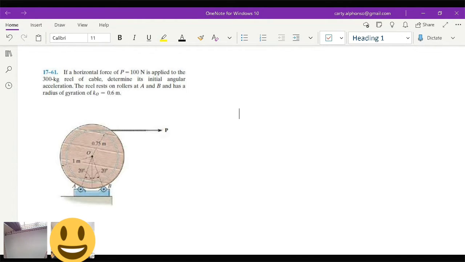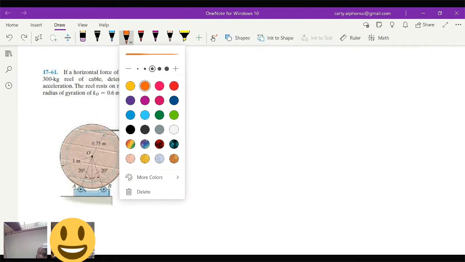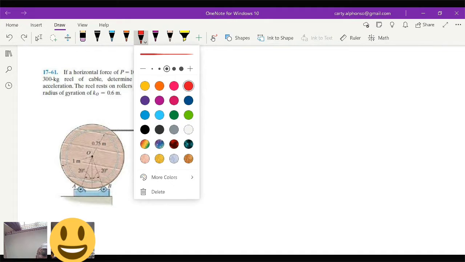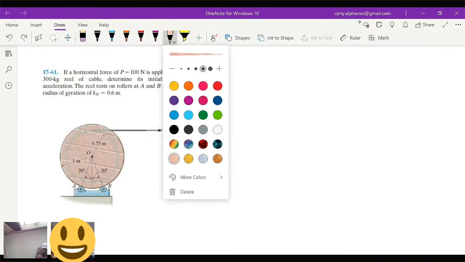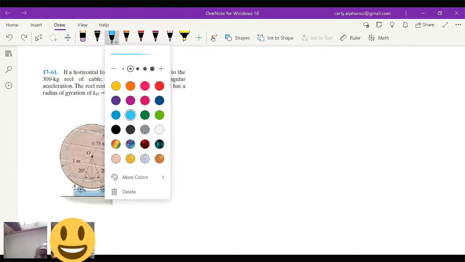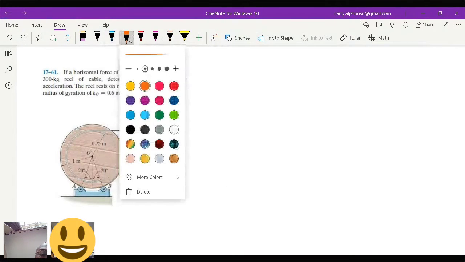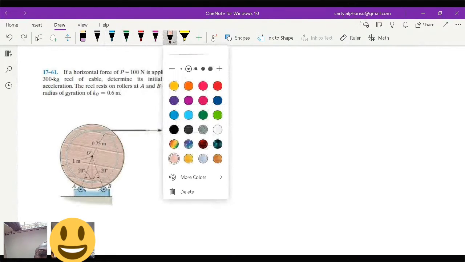All right, so get a pen. Got my pen. How thick is that? A little bit smaller. That's good enough. All right, so let me get my pens in order. I'll do blue and green and red. Purple's good, and orange. Those are great colors.